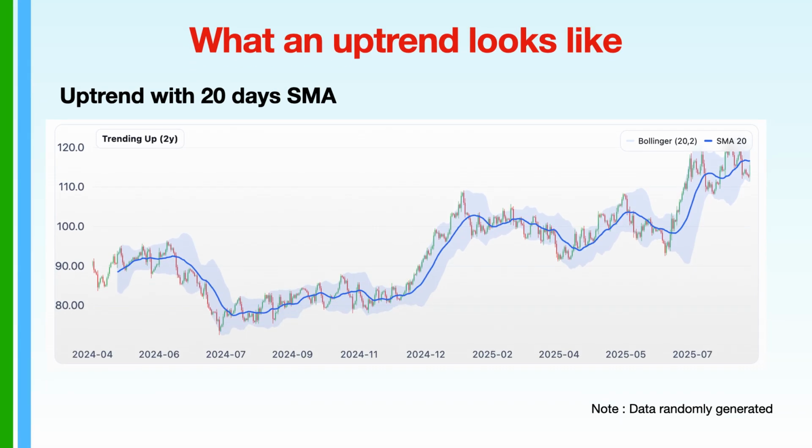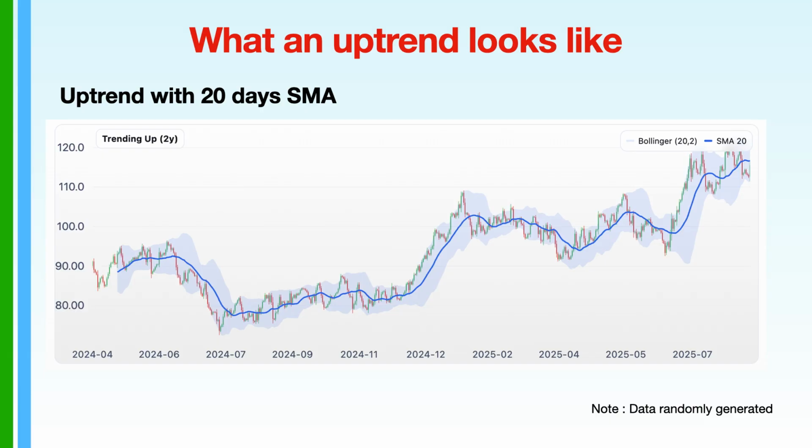Let's look at some trends. We start with an uptrend with 20 days simple moving average or SMA. The blue line shows the simple moving average, and the data for the share price has been generated randomly. Note that the blue line starts off the left edge of the chart because you need 20 days of share price data before you can actually calculate an SMA.